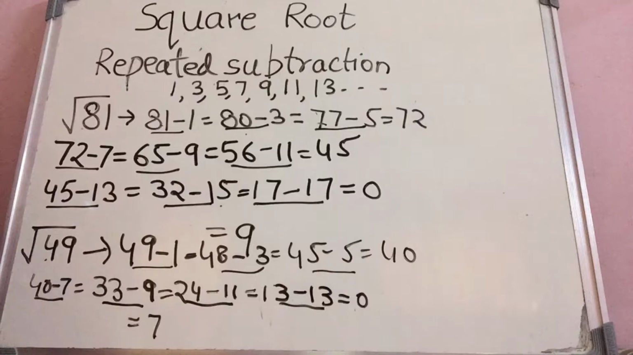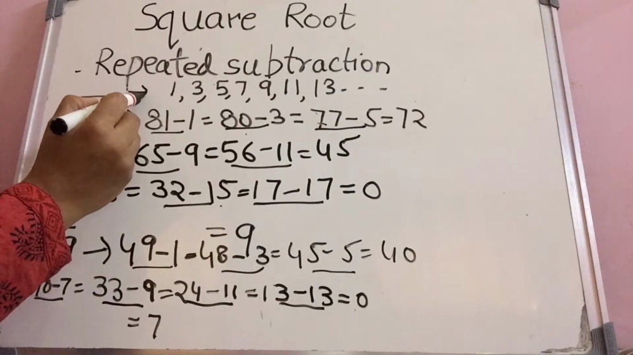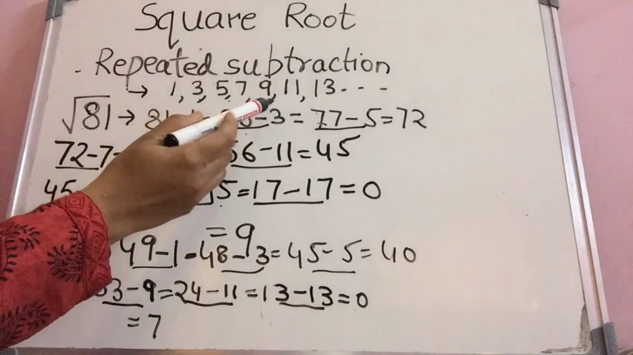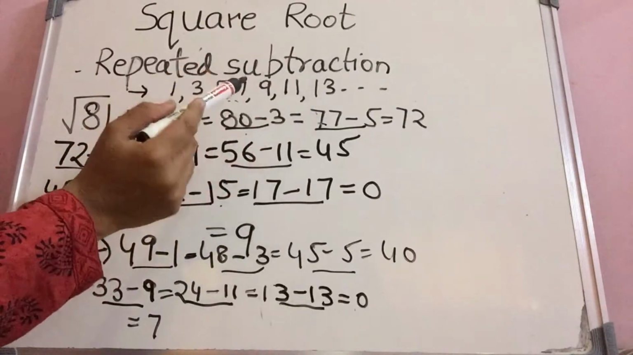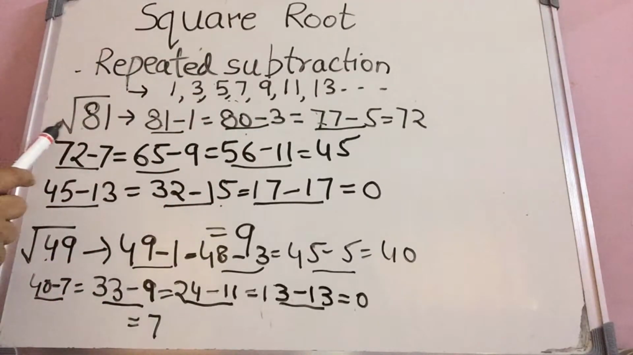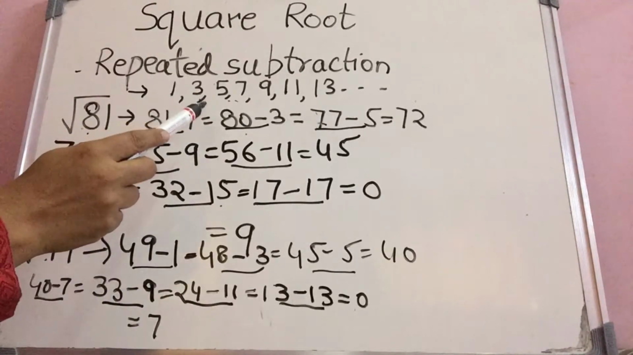We will find the square root of a number by repeated subtraction. What will we subtract? We will subtract consecutive odd natural numbers. Those are 1, 3, 5, 7, 9, 11, 13 and so on. If we have to find the square root of 81, we will repeatedly subtract odd numbers.